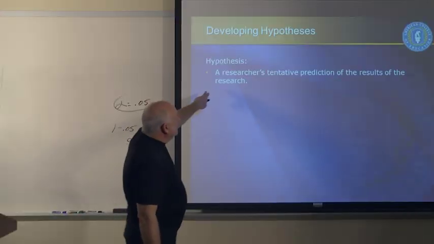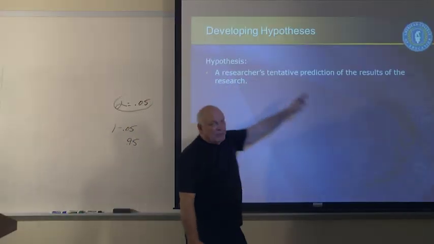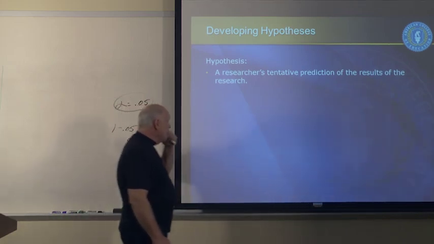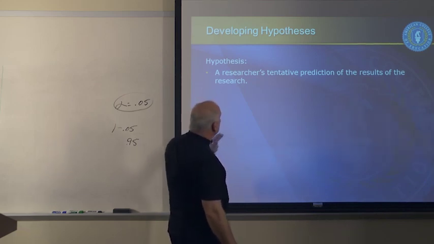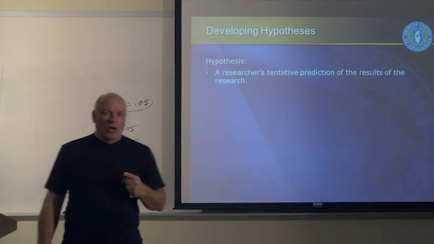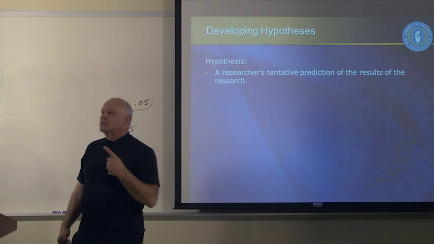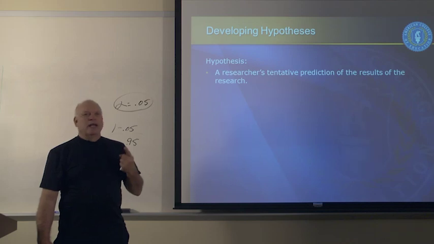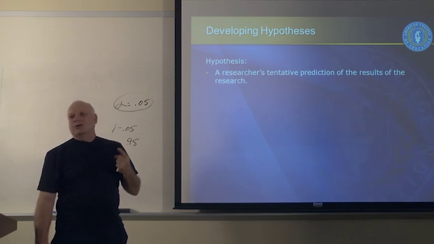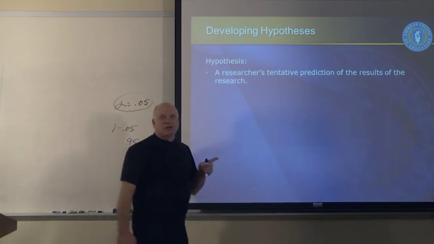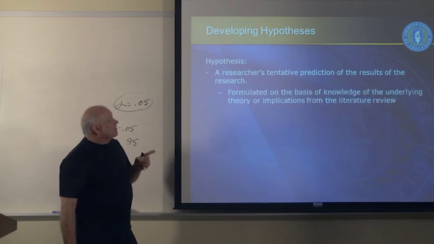All right, so what is a hypothesis? A hypothesis is a tentative prediction of the results of the research. This is what I suspect. That is step one in your 7-step process. Step one is I'm going to make a determination of whether it's going to be a one-tailed or a two-tailed test. So, a researcher's tentative prediction of the results of that research.